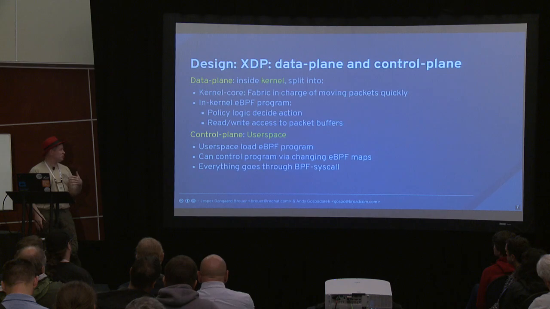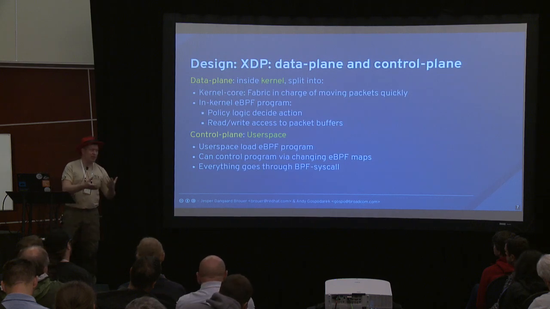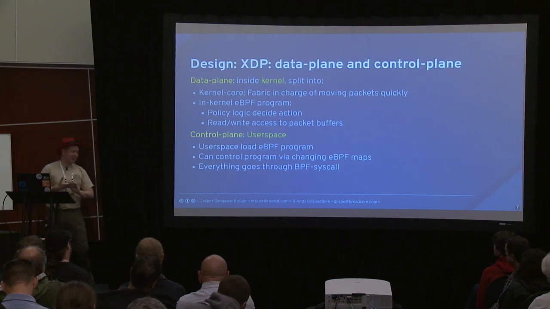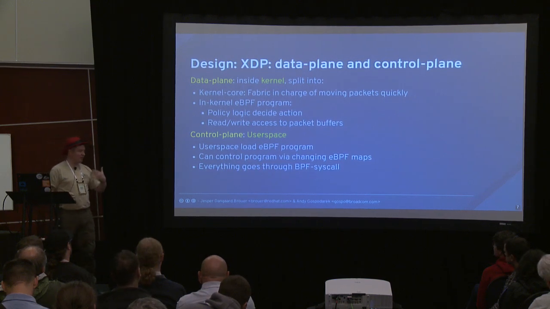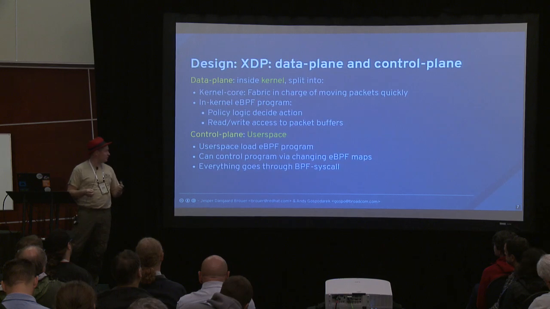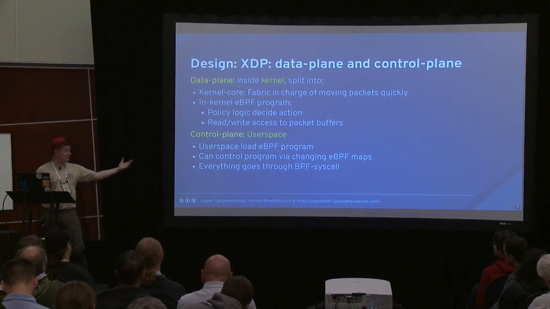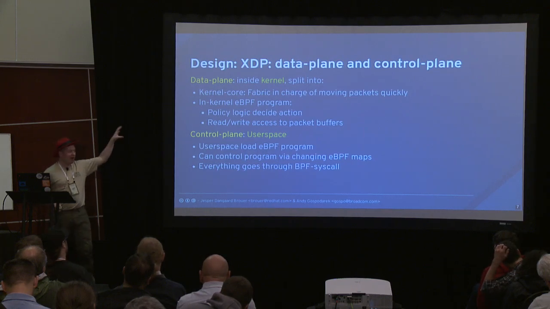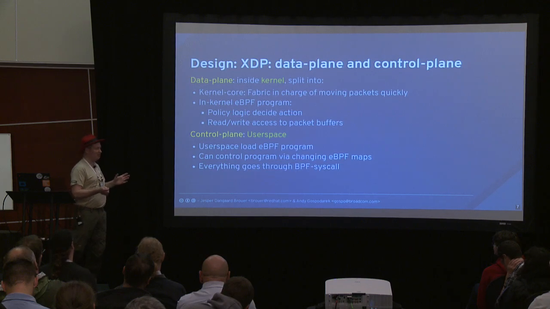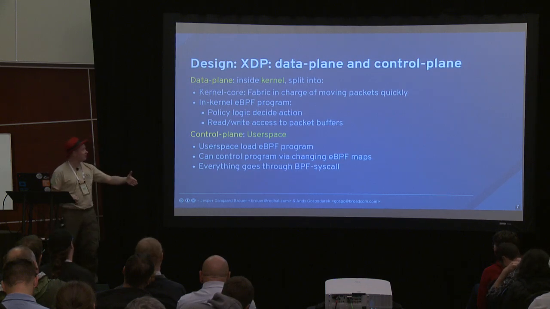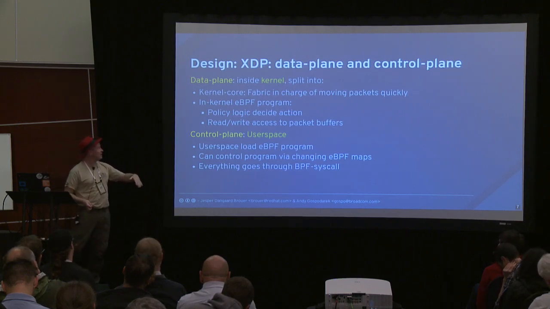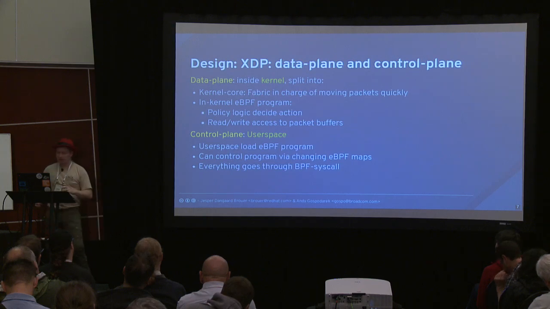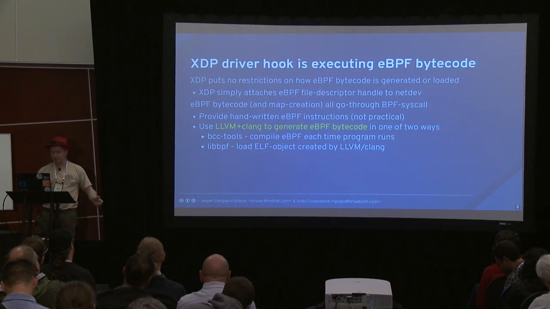You have to load it from user space, but you can also control the behavior of your program from user space through maps, and we'll get into David Ahern's idea of looking up in kernel tables instead by helpers. But everything from user space goes through the system call to control this. So that is the split. We are not a bypass, right? We don't bypass into user space and have that as our control plane and our data plane. Our data plane is in the kernel. So that's to frame that.